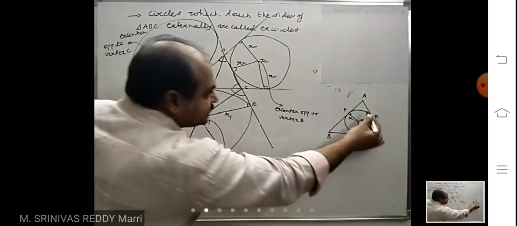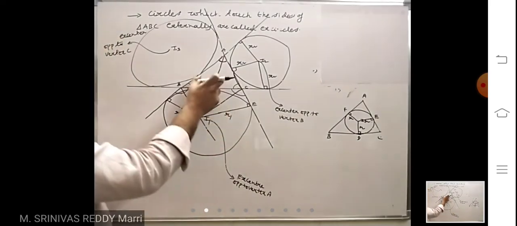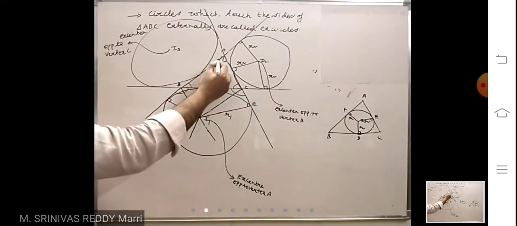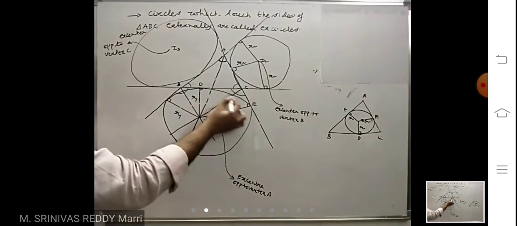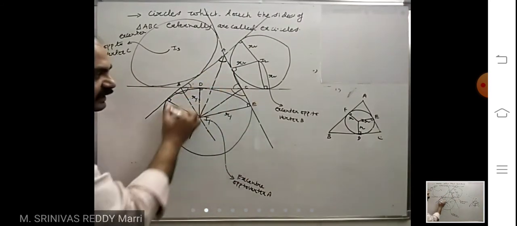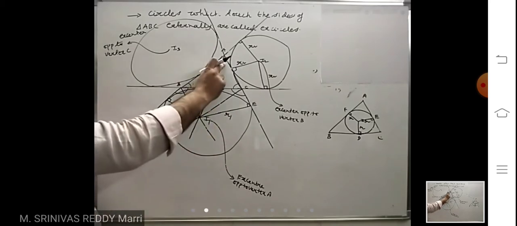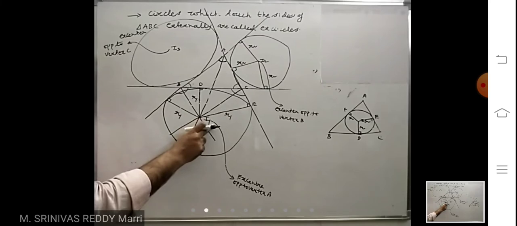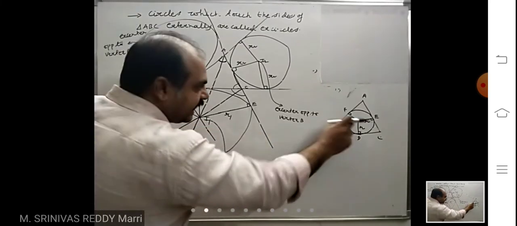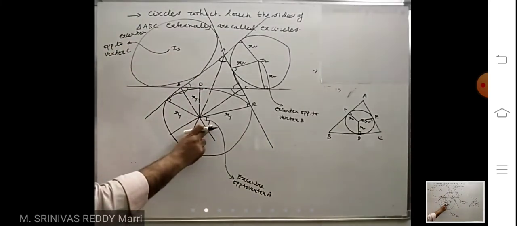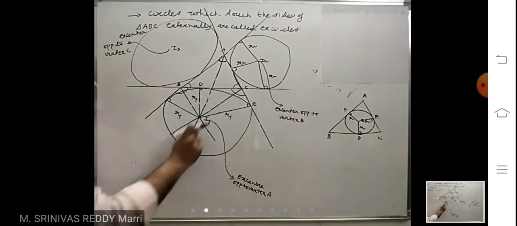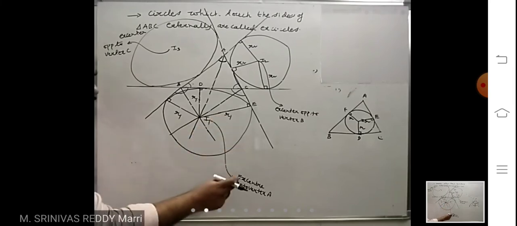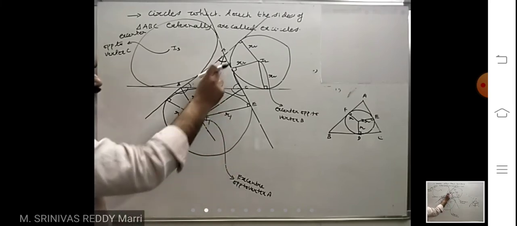The inside circle is called the incircle, and its center is the incenter. It will be equidistant from all the sides. Opposite to vertex A, the circle that touches all the sides is called the excircle opposite to vertex A. Its center is denoted by I1. Here this is I, and this is I1. The radius of this circle opposite to vertex A is denoted by R1, called the exradius opposite to vertex A.